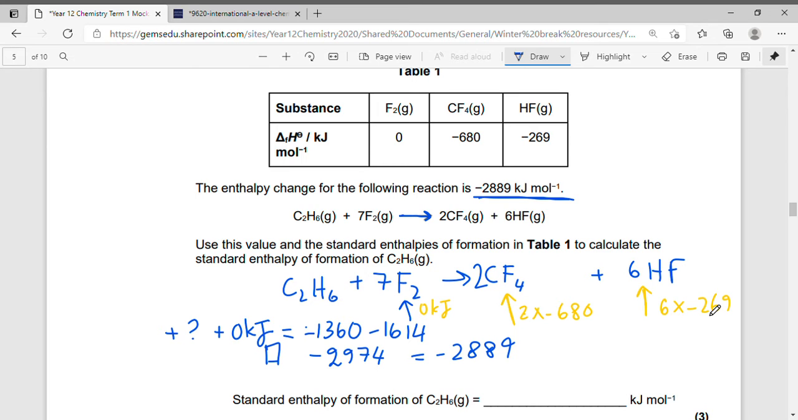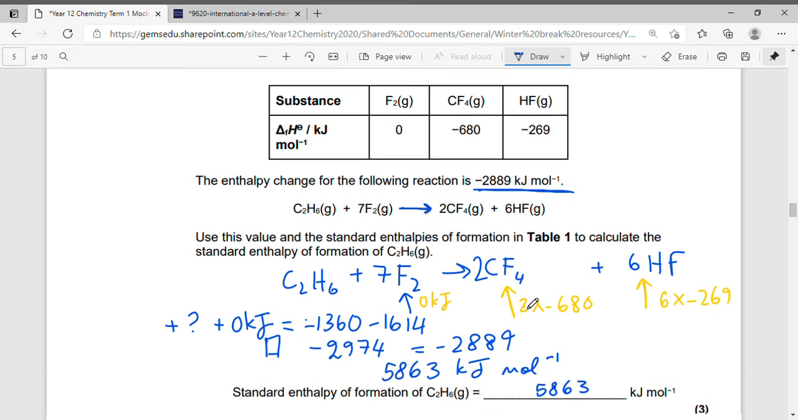Enthalpy of formation. I'm just going to subtract them, I'm sorry. I know it might be wrong. No, it can't possibly be. 5863 kilojoules per mole, I hope. 5863. I so hope this is right.